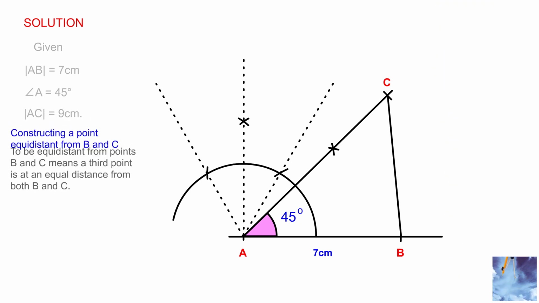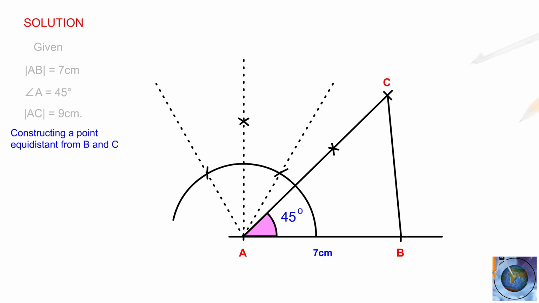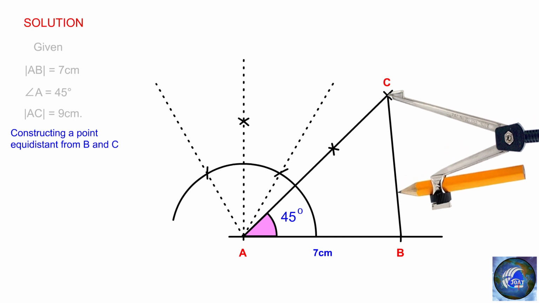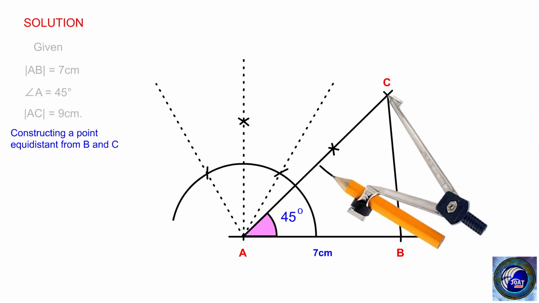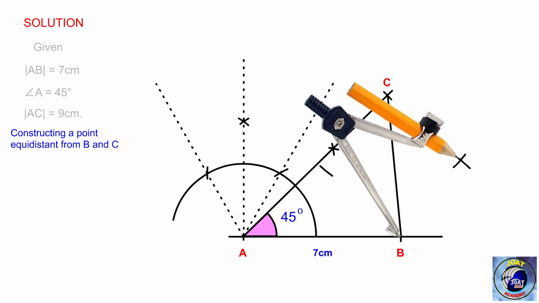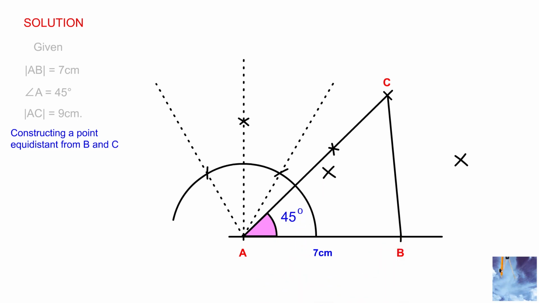For the point equidistant from B and C, use a compass. At point C, open it to more than half the length of BC, and draw arcs on both sides. Repeat this process with the compass at point B. Draw a line through the intersections of these arcs.